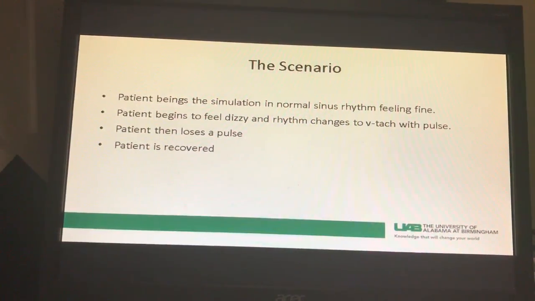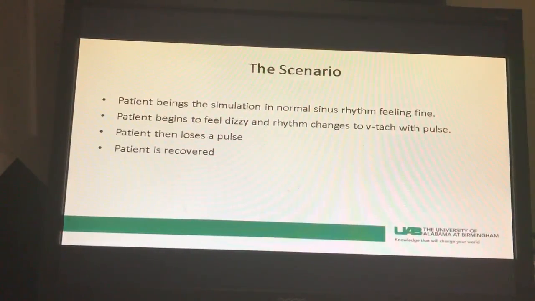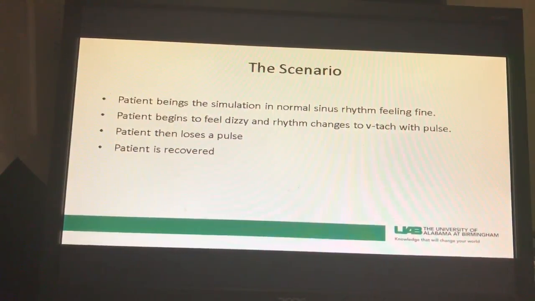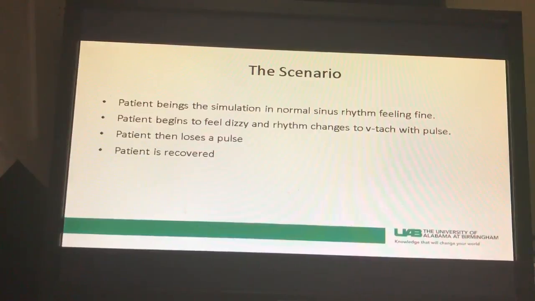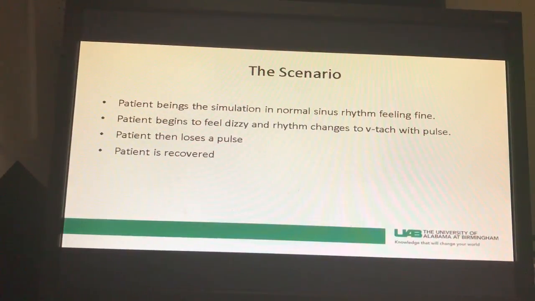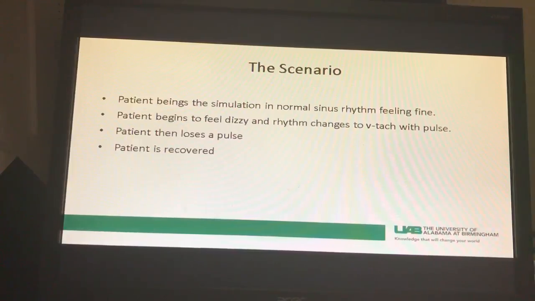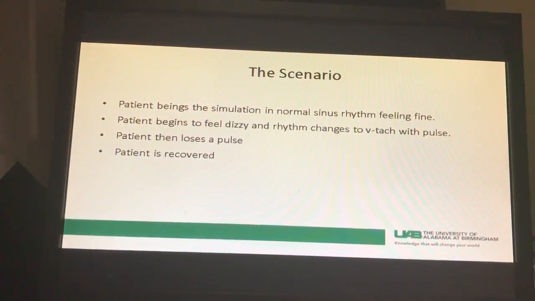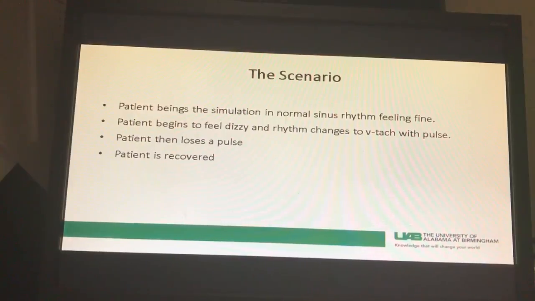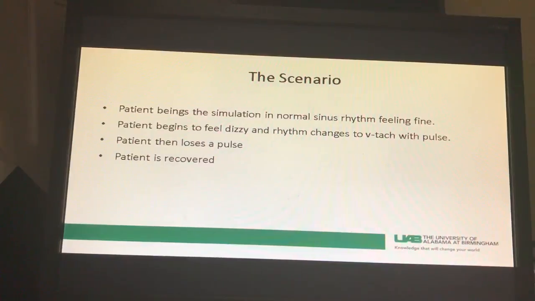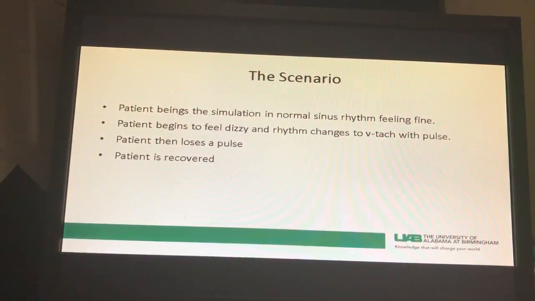dizzy. At that point, the rhythm will change to VTAC on the monitor. He will have a pulse. He will still be talking. And at this point, the students can try a few different things as far as vagal maneuvers or things like that to try to get him out of VTAC, but inevitably he will go into VTAC without a pulse. At that point, the students would need to start CPR. In the VTAC phase, they will need to give epinephrine every 3 to 5 minutes, and as well as defibrillate as long as he's in VTAC.